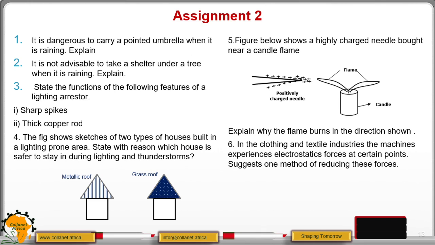Then from there we have the assignment. The assignment is testing what we have just learned. You can see some of the diagrams that we have discussed. So make sure that you revise and then come and attempt the assignment. Thank you, and let us meet in our lesson number 3.